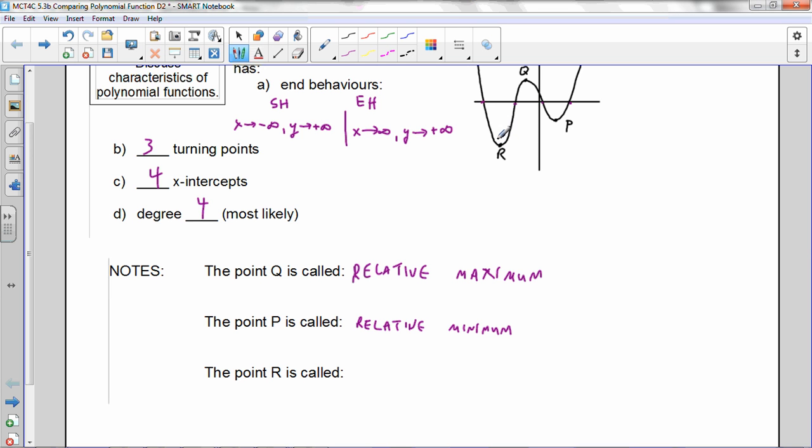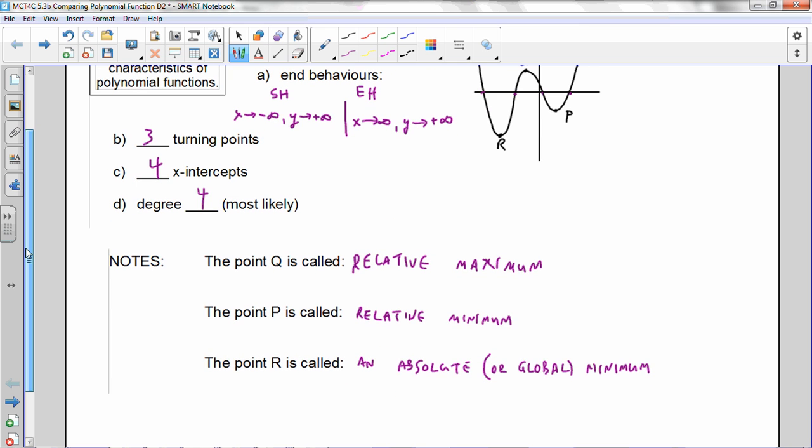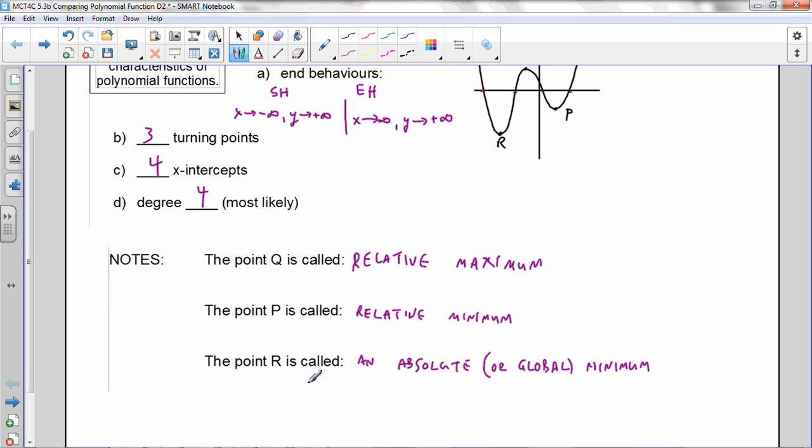Point R, on the other hand, it's as low as the function goes in total. It's called an absolute minimum. I also call this a global minimum. So if I consider the entire function, R is as low as it goes. P is as low as it goes when we just compare points that are close to P. It's a relative minimum, but R is an absolute or global minimum. Notice that R is also a relative minimum, right?